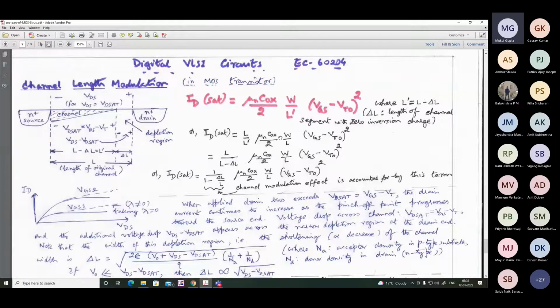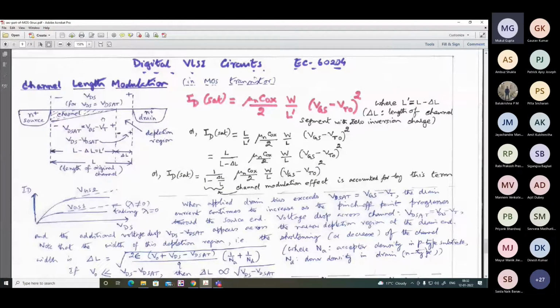Right. So channel length modulation, okay, channel length modulation we are talking about. That means you see the width of the channel is maximum at the source end. Again, as you progress towards the drain end, it becomes lower and lower. This is because of the reverse biasing effect of the PN plus junction.